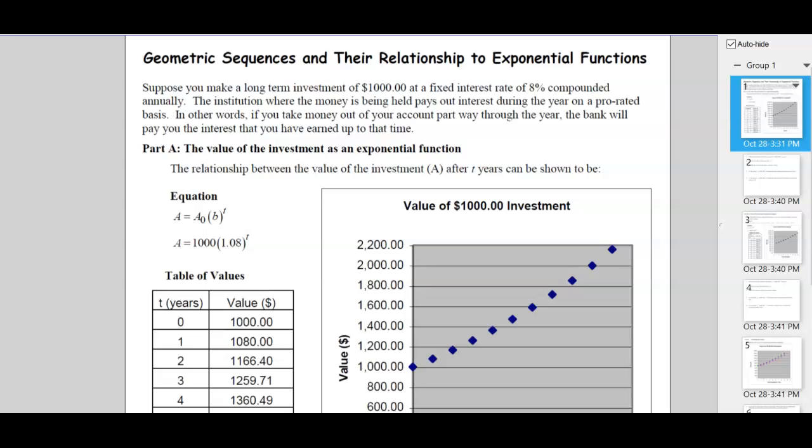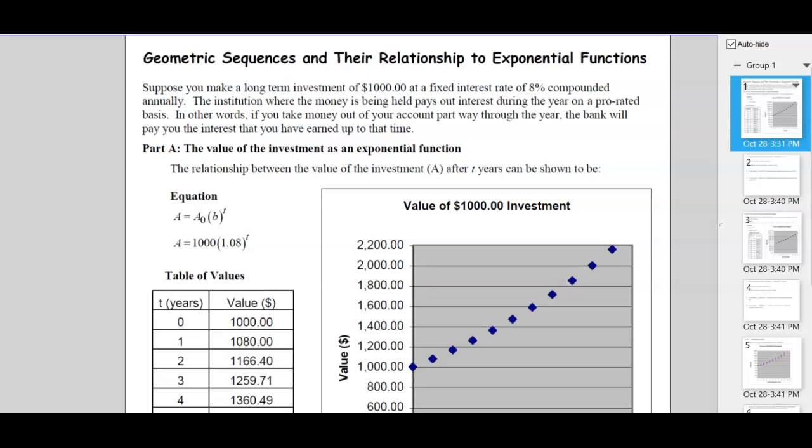So, geometric sequences and their relationship to exponential functions. Suppose you make a long-term investment. We talked about compound interest in investing money. You invest $1,000 at a fixed interest rate of 8%. It's 8% every year, but it's compounded annually, once a year.